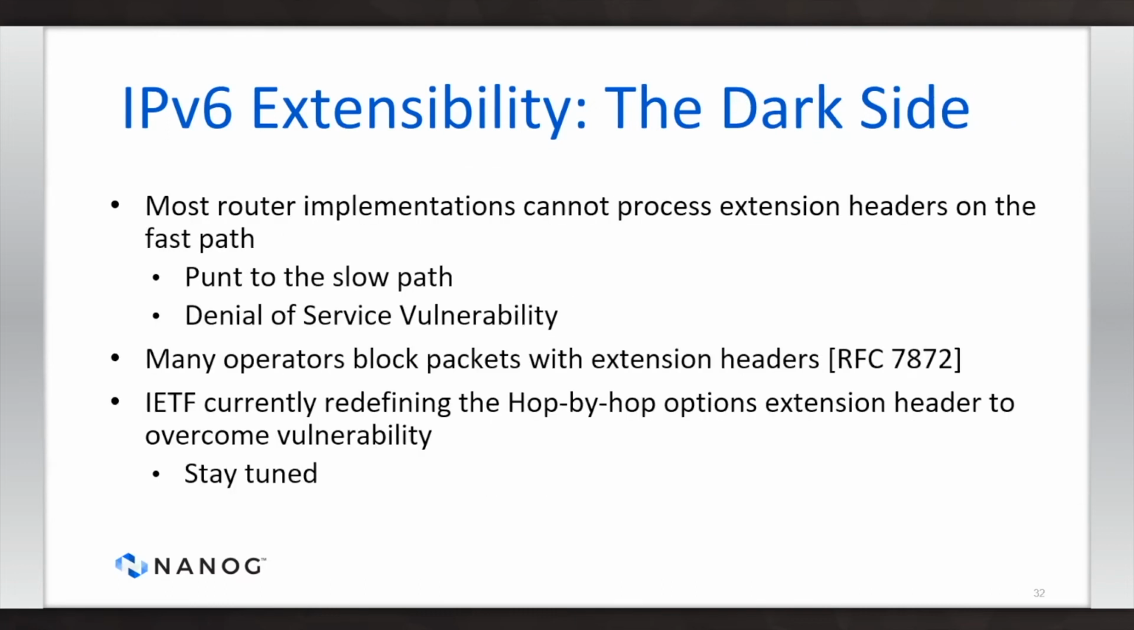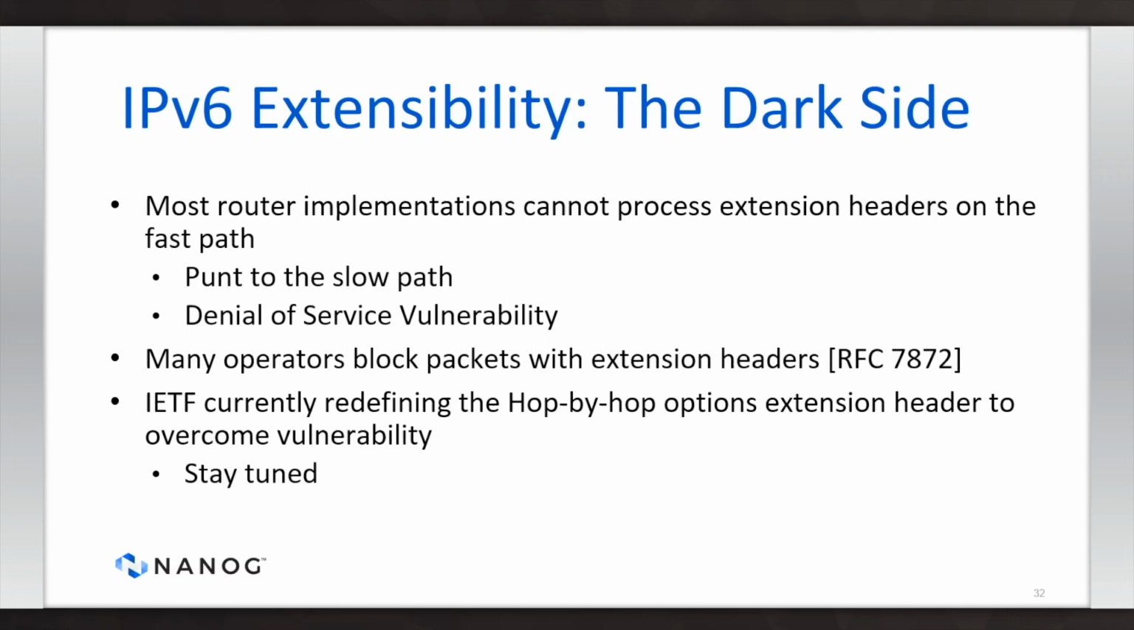Now, let's talk about IPv6 extensibility's dark side. Most router implementations can't process extension headers on the fast path, especially considering the fact that the destination and hop-by-hop extension headers, as they're defined now, can be 2K long. Who can do that on the fast path? So what they do is punt to the slow path. This becomes a denial of service vulnerability.